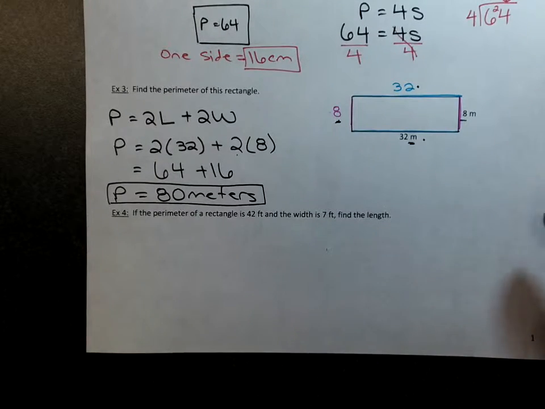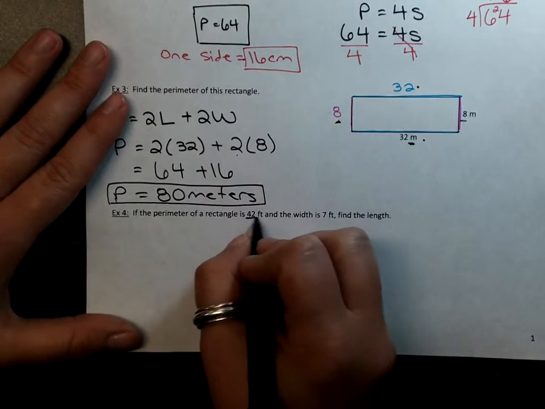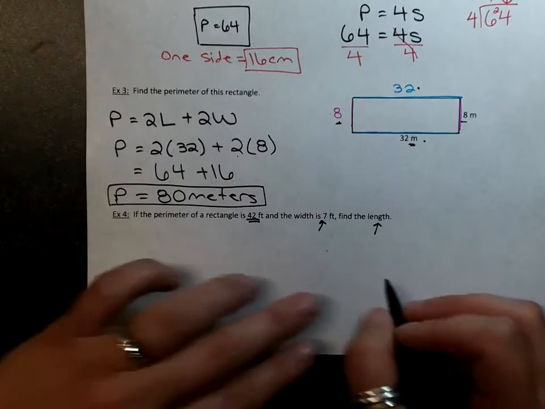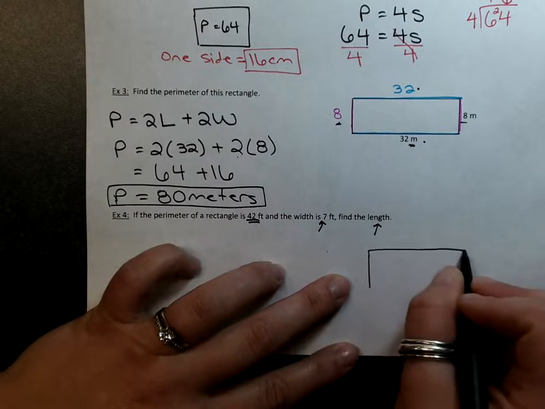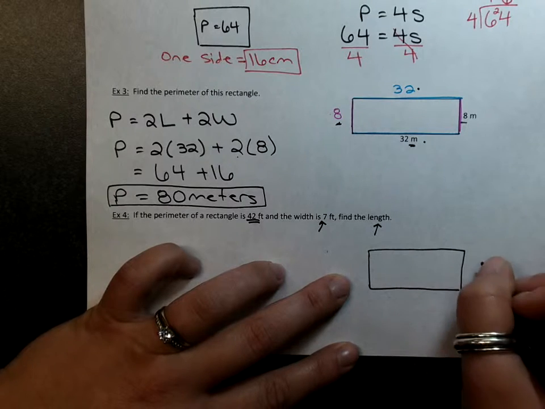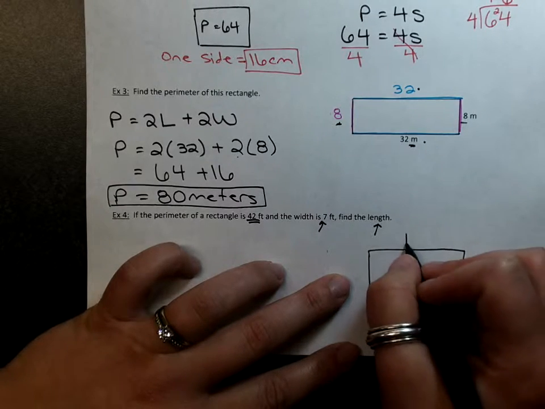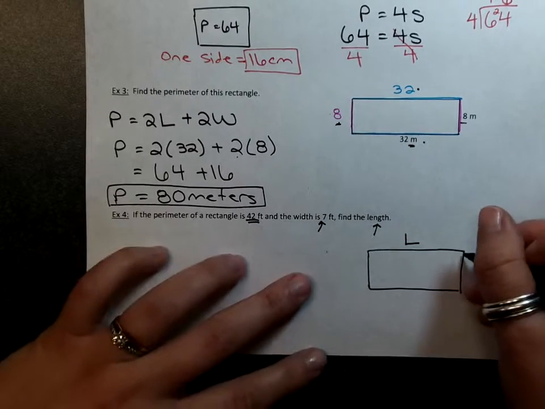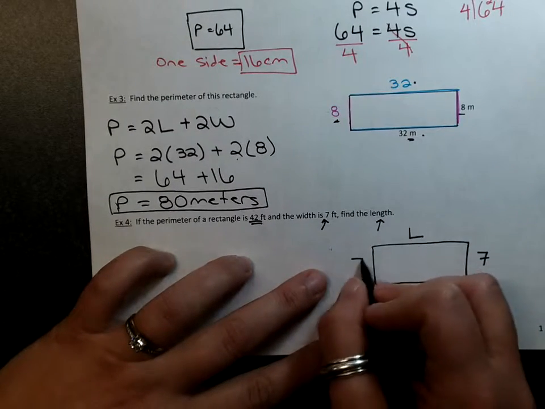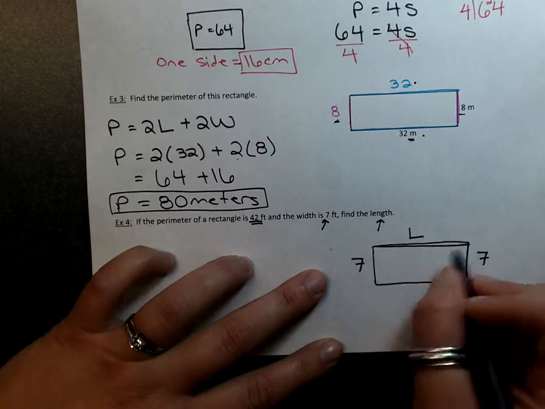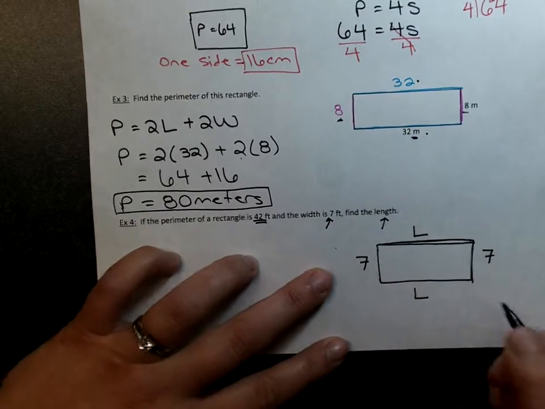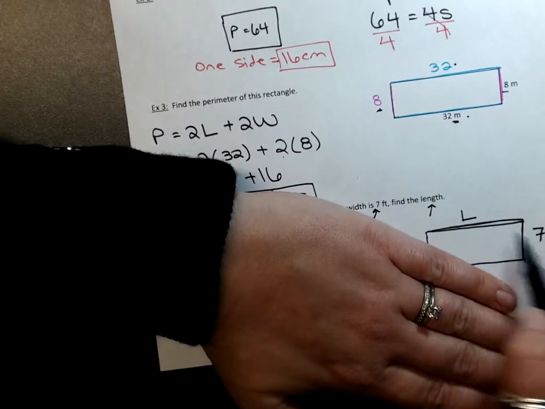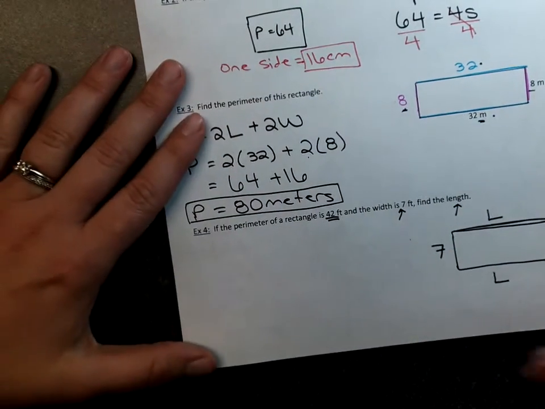In example 4, if the perimeter of the rectangle is 42 feet and the width is 7, find the length. So again, I like to draw a picture. Width is 7, length is unknown. I'm going to use L for length. We know if the right side is 7, the left side is 7. If the top is the length, the bottom is also the length. I don't know if that helps or makes it more confusing. We really just need 2 of the numbers to figure this out.